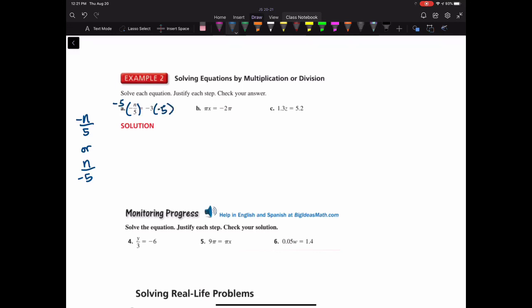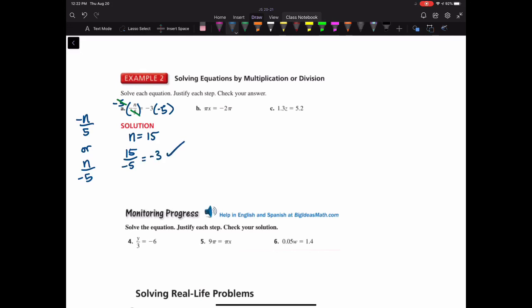In doing so, on the left, because these are inverse operations and they're both negative, a negative times a negative is a positive, leaving us with a positive n. And on the right, when you multiply the two negatives, you get a positive 15. And we can confirm that because 15 divided by negative 5 is negative 3.